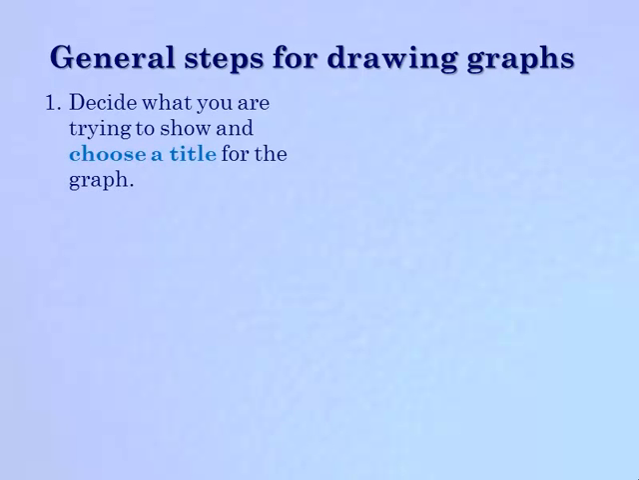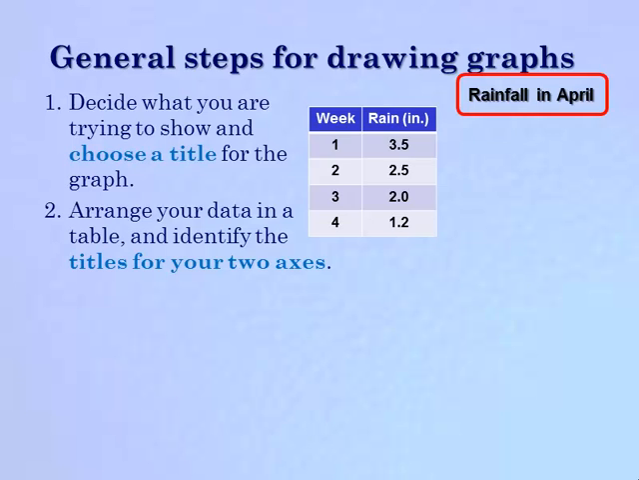So look at the general steps for drawing our own graphs. The first thing that we should do is decide on a title for the graphs. So let's pick our data, which is going to be rainfall data. And we're going to pick a title for rainfall in April.